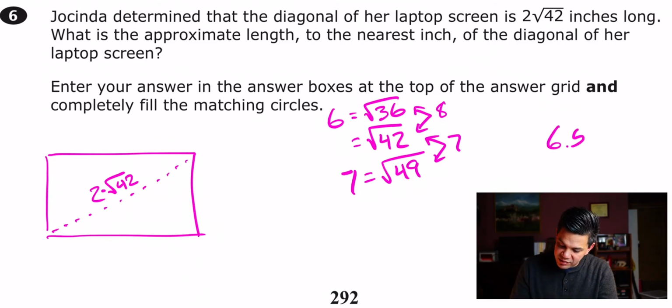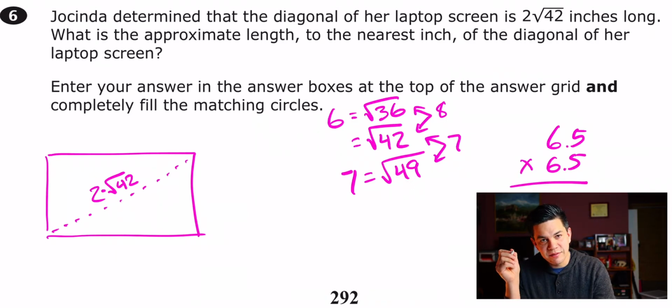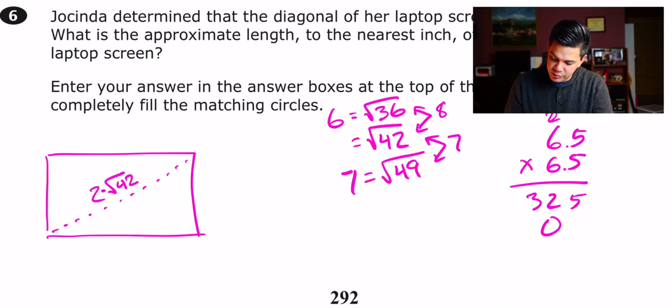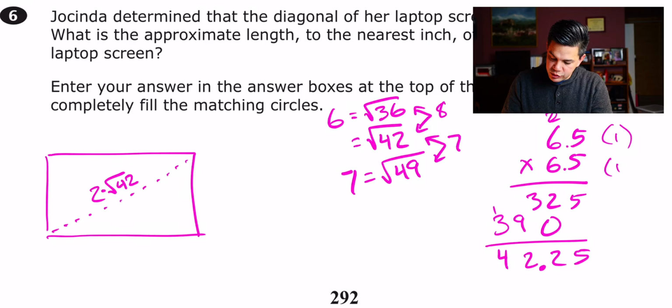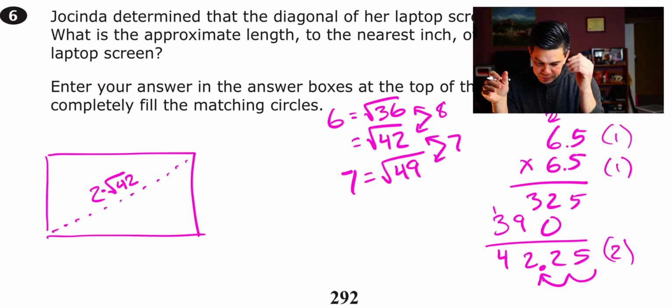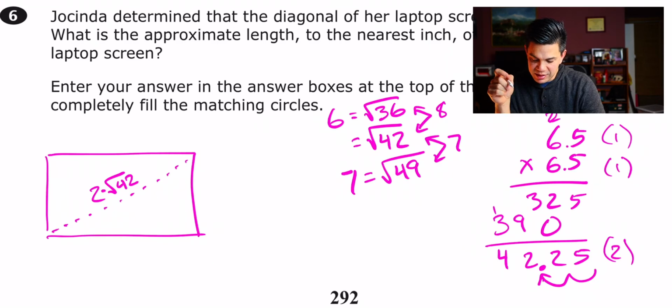So what you need to do is take 6.5 and multiply it by 6.5, because 6.5 squared hopefully is going to get us a number that's really close to 42. So we end up with 25, this is 30, 6 times 5 is 30, 6 times 6 is 36 plus 3 is 39. Add these all up. Move that decimal place over 2 places to get a number that's pretty close to 42.